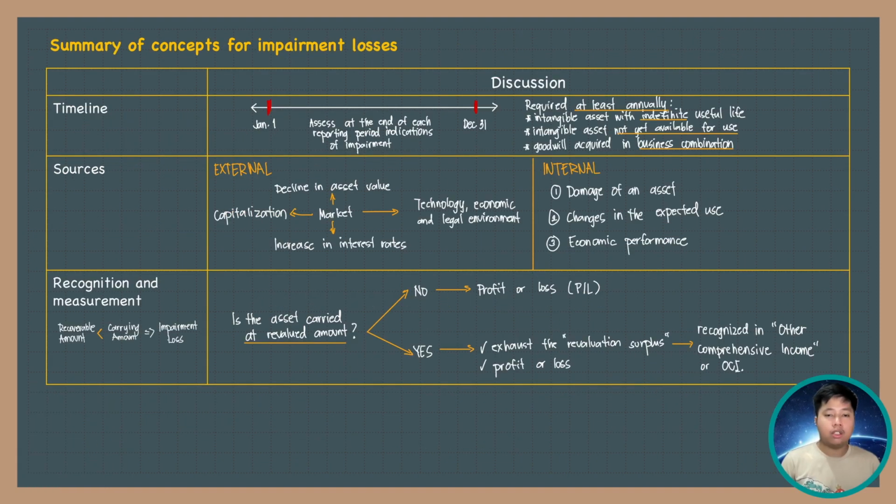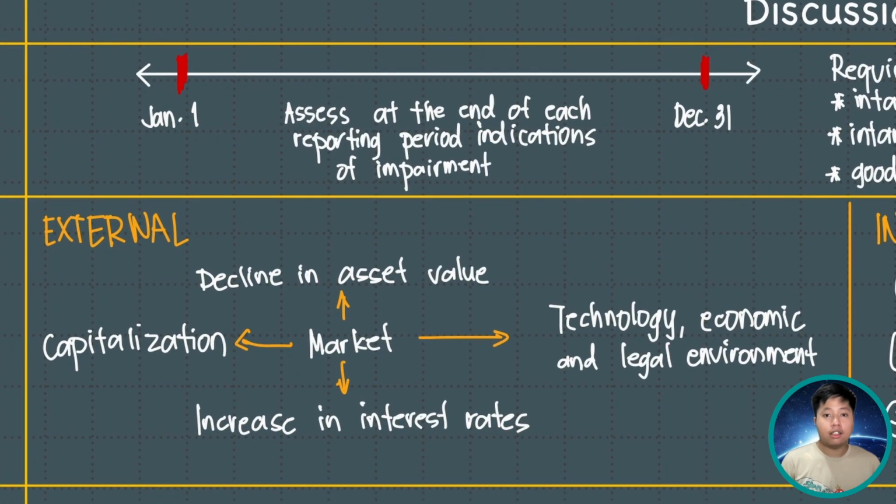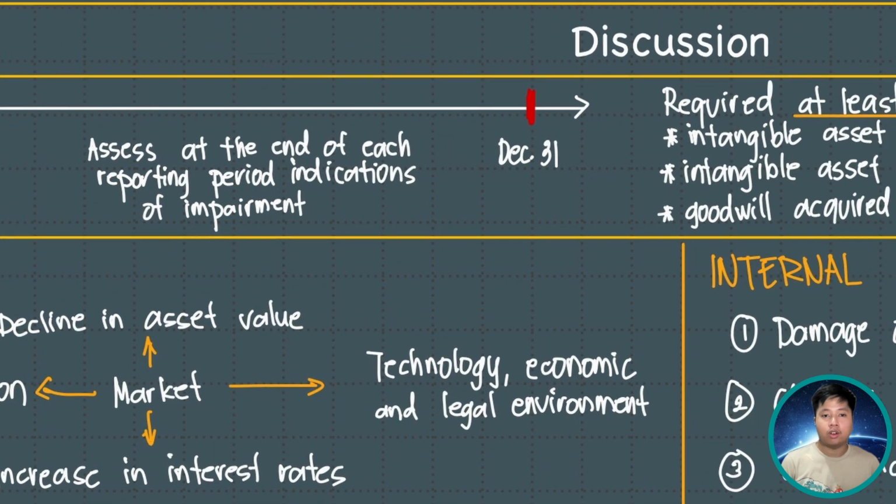Now that we know the concept of impairment loss, we can now talk about when to assess impairment losses, what its sources are, and how we should recognize and measure impairment losses under PAS 36. Let us discuss the timeline. Assuming that we are using a calendar accounting period, we should assess at the end of each reporting period any indications of impairment.